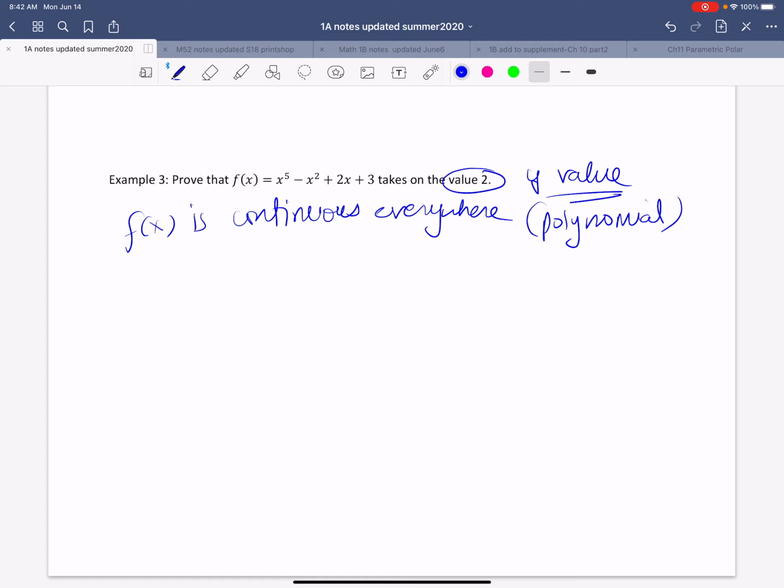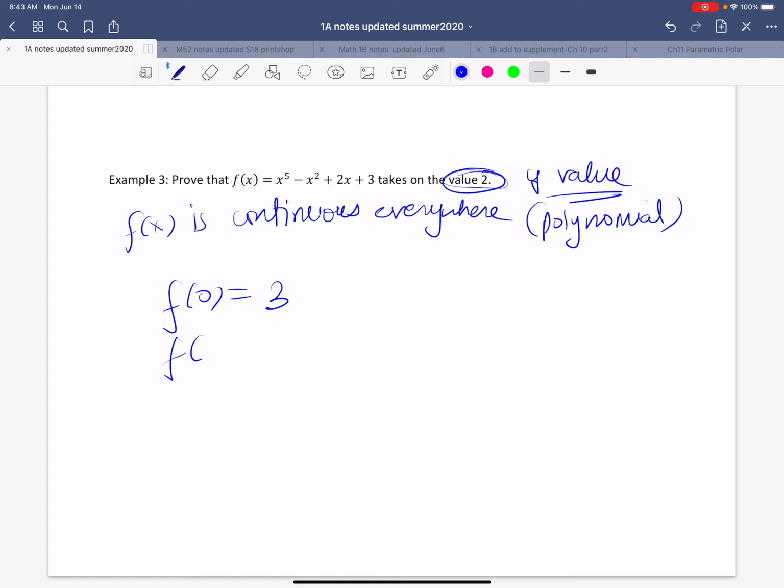Let's find 2 points where the y values will sandwich the 2 in between. We want to find the 2 y values where 2 is sandwiched in between those 2 values. They don't have to be right next to 2, but 2 has to be in between those 2 y values. So let's go ahead and check what f(0) is equal to. f(0) would be 3, and f(1) would be 1 minus 1 is 0, plus 2 plus 3. That would also be positive.